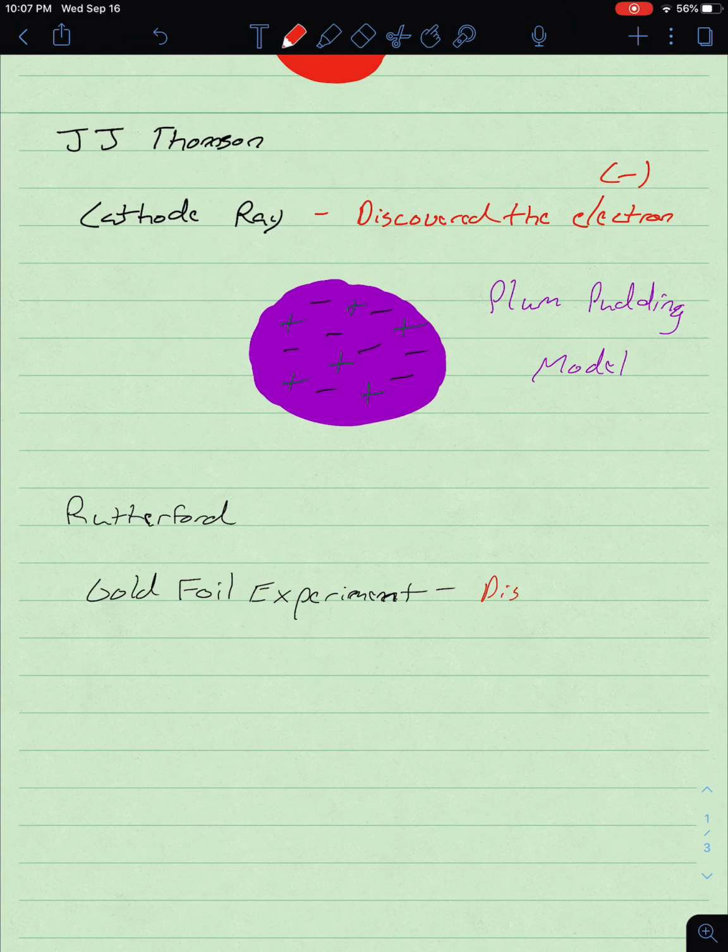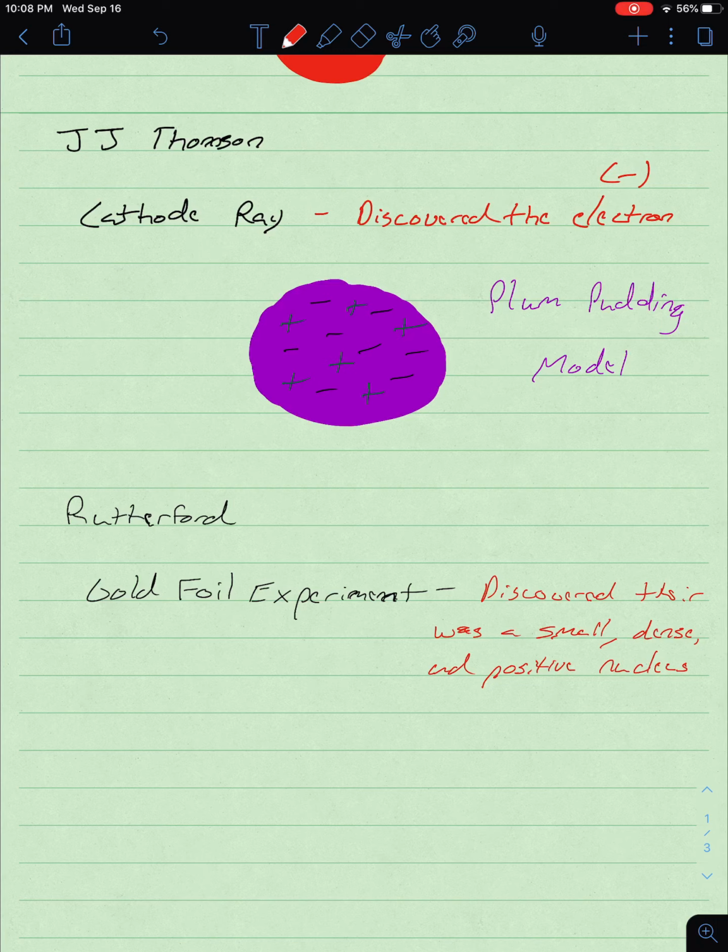So he discovered the protons, but he discovered that there was a positive charge in the center. He had actually found out there was a small, dense, positive nucleus, where protons are. So let me fix that real quick. So he discovered there was a small, dense, and positive nucleus.